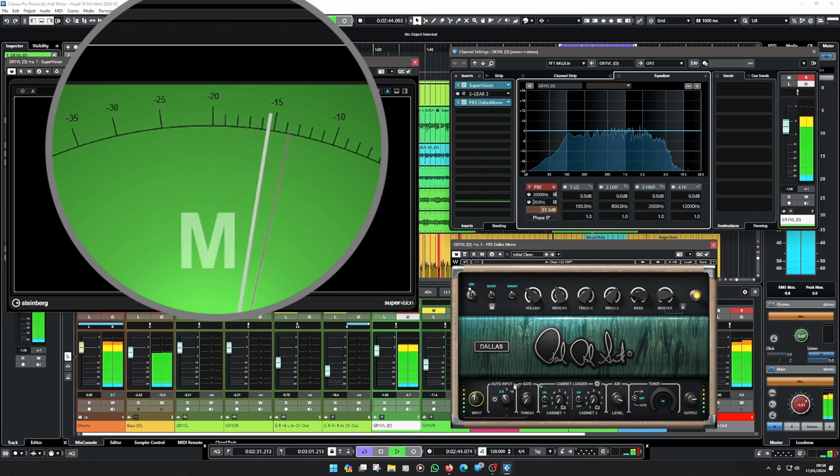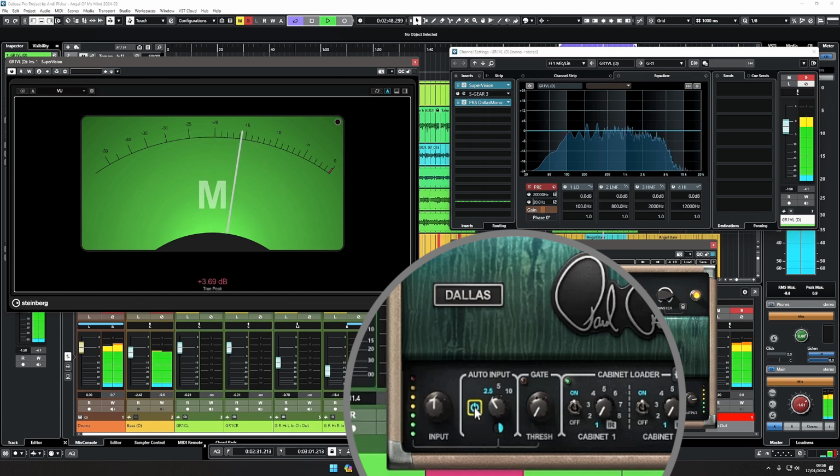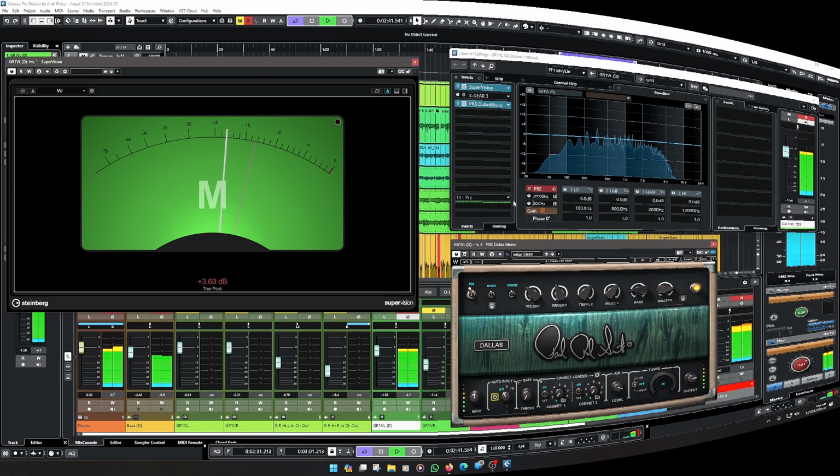So if I now come down to my amp sim, and if I click the auto input button, that will adjust the input, and that's actually minus 0.1 dB. That's setting the level that the sim is expecting to see, and that's in, as we talked about, the minus 21, minus 15 sort of range of the dBu meter. And there you go, it really is kind of that simple.